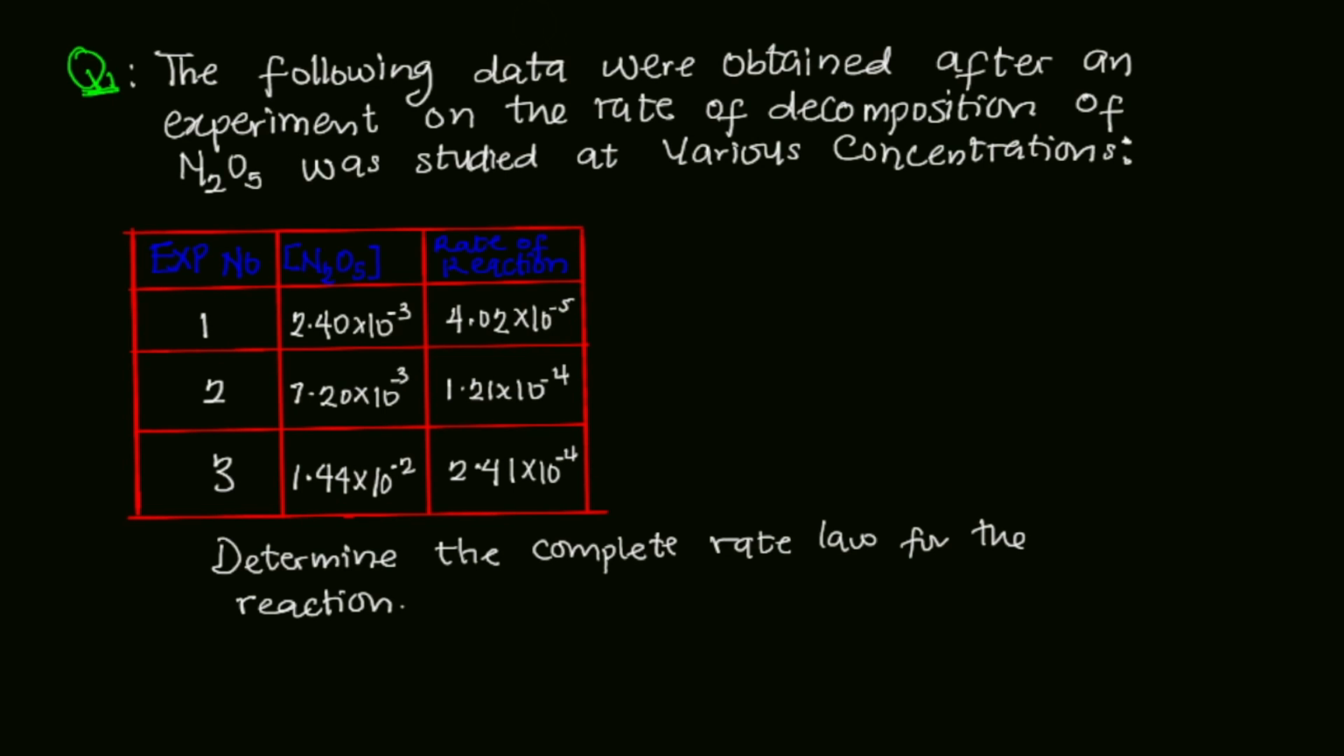In this video, we are going to solve a question on reaction rates. Look at this. The following data was obtained from an experiment on the rate of decomposition of nitrogen oxide, studied at various concentrations. We have the number of experiments in this table, and the concentration of nitrogen oxide. If you look at it well, the name is not actually nitrogen dioxide, it is nitrogen pentaoxide, because we have 5 oxygen here. And at the same time we have the rate of reaction.